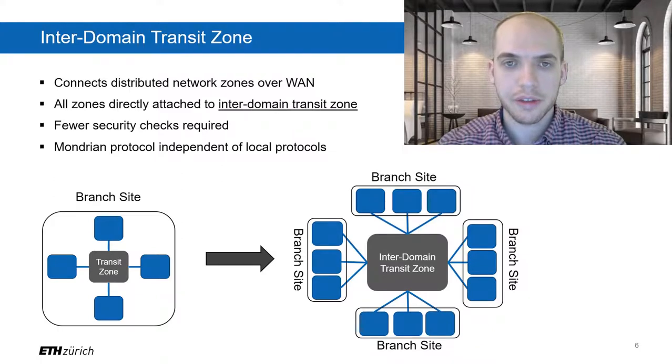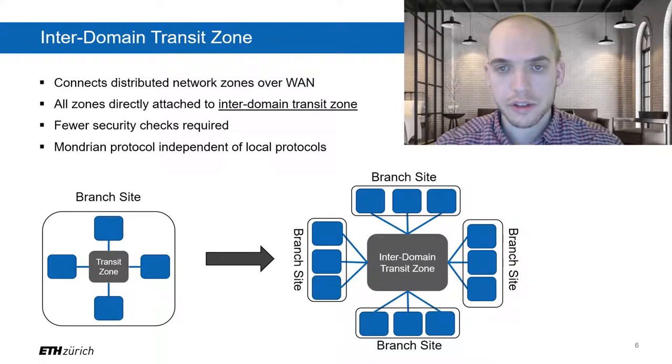With Mondrian, we scale this concept to interdomain networks. The interdomain transit zone spans across a wide area network, for example the Internet, connecting branch sites of an enterprise. Branch site local zones are attached directly to this transit zone, flattening the formerly hierarchical network structure. This in turn means that fewer security checks are required, as all zone transitions can be checked at the border of the interdomain transit zone.